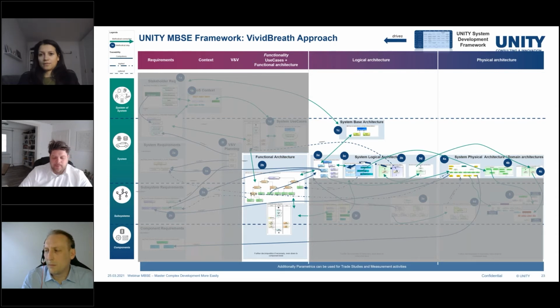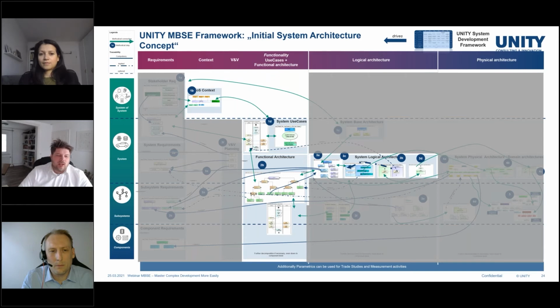Another way is, for example, looking at context definition. So what is my system in the context of a system of systems? What are the main use cases deriving from the system of systems, putting that into a functional architecture and a high-level logical architecture, right? It's just another scope, right?